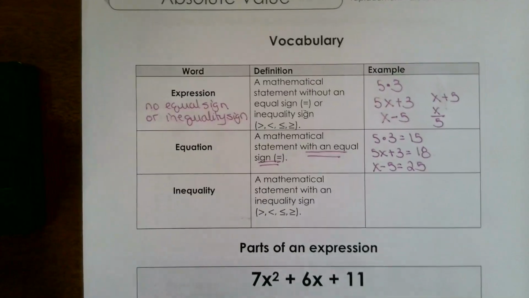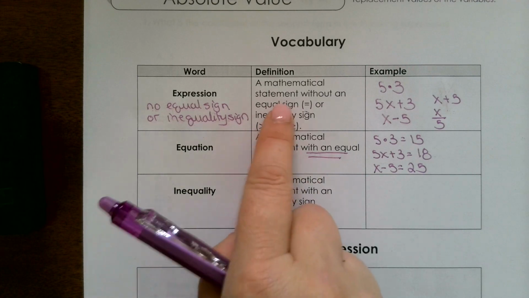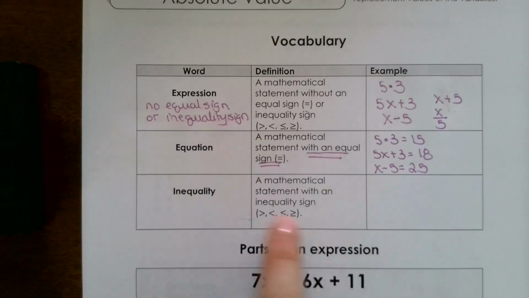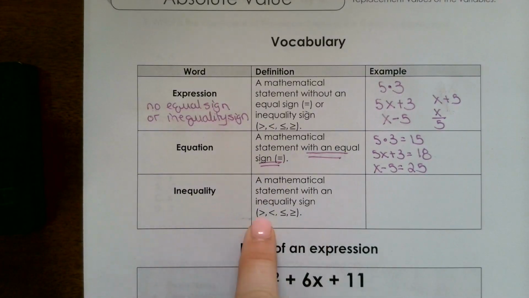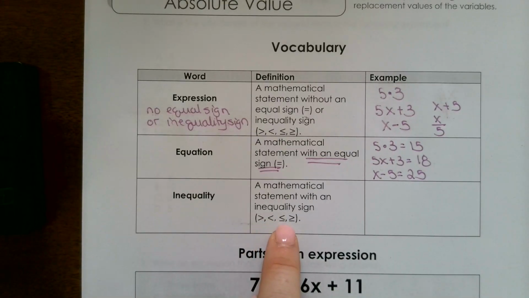Our last term up here at the top are inequalities. So remember, expressions didn't have equal signs or inequality signs. An inequality has the inequality signs. We've got greater than or equal to, greater than or equal to.